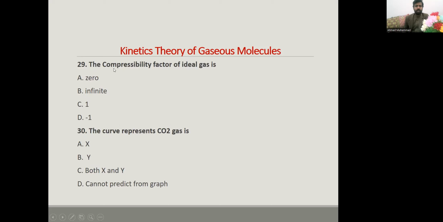Question number 29, the compressibility factor of an ideal gas is: 0, infinite, C option is 1, and D option is -1. So from these four options, the right option is C, which is 1. So the compressibility of an ideal gas is 1. The curve represents CO2 is X, B is Y, C is both X and Y, D is cannot be predicted from graph. So the right option from these four options is B, Y.